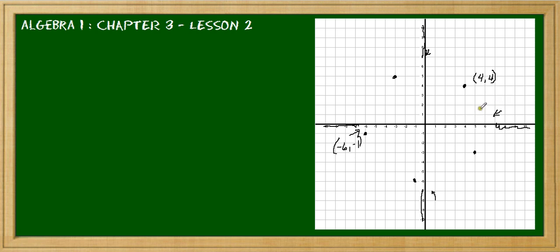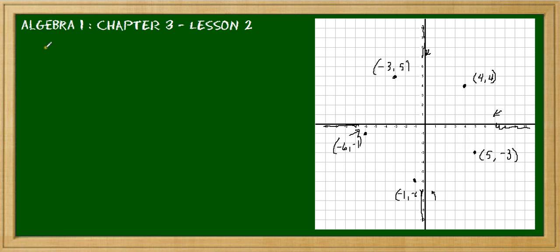Okay, what was our next one? It was positive 5, -3. And our next point was -3, +5. That's up here. And then our last point was -6, -1. That would be here. Okay, and then we would draw the line back to 4, 4. So let's get our line.